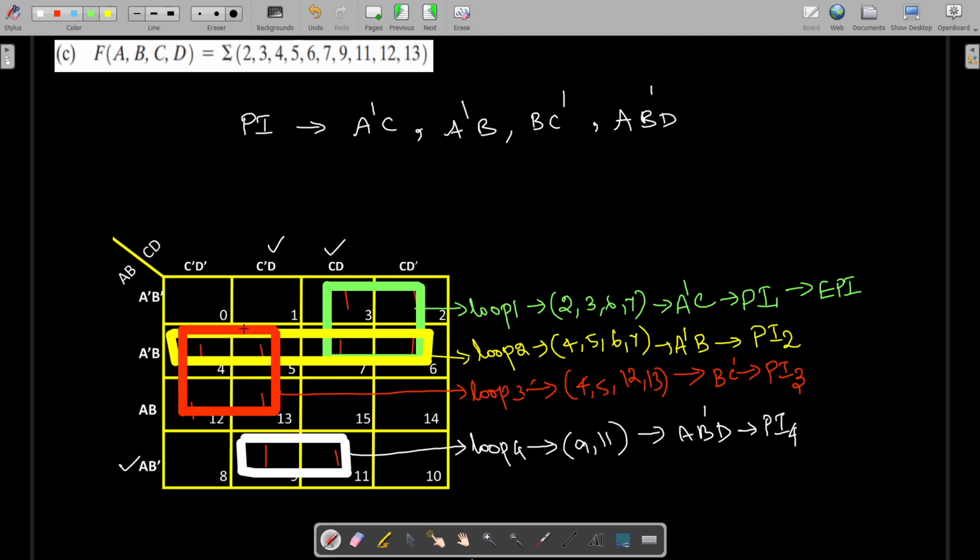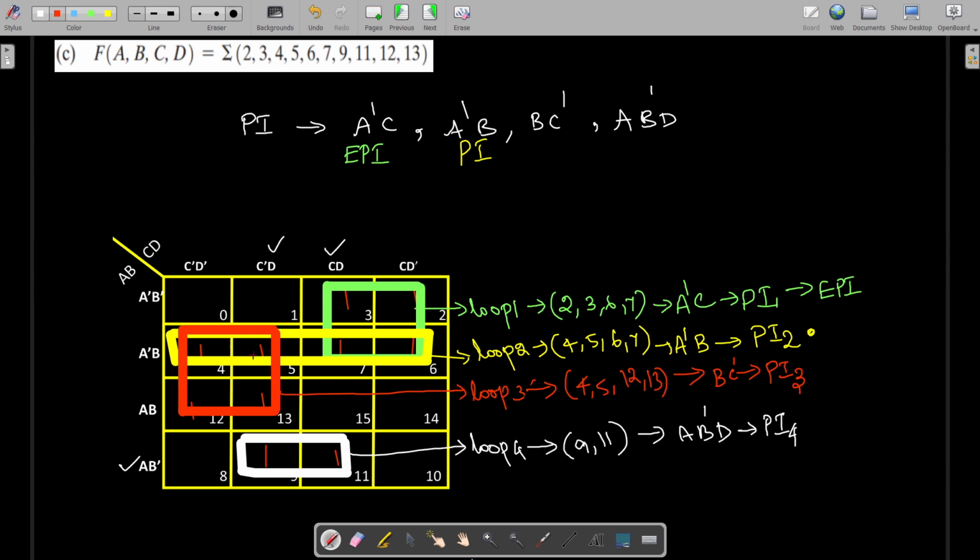Now we go for loop 2. If you look at loop 2, the 4th and 5th minterms are covered by 2 loops. Similarly, 6th and 7th are covered by 2 loops. That is this blue and yellow here, yellow and red. Okay, so all these minterms are covered twice. So this is not an essential prime implicant. Okay, so this is just a prime implicant. With that it stops. Now we go for loop 3.